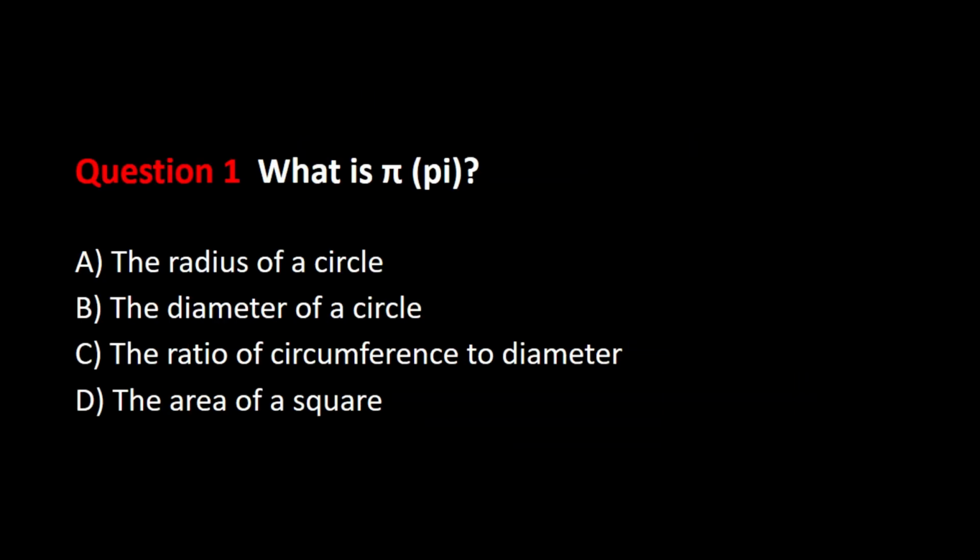Let's begin. Question 1. What is pi? A. The radius of a circle. B. The diameter of a circle. C. The ratio of circumference to diameter. D. The area of a square.